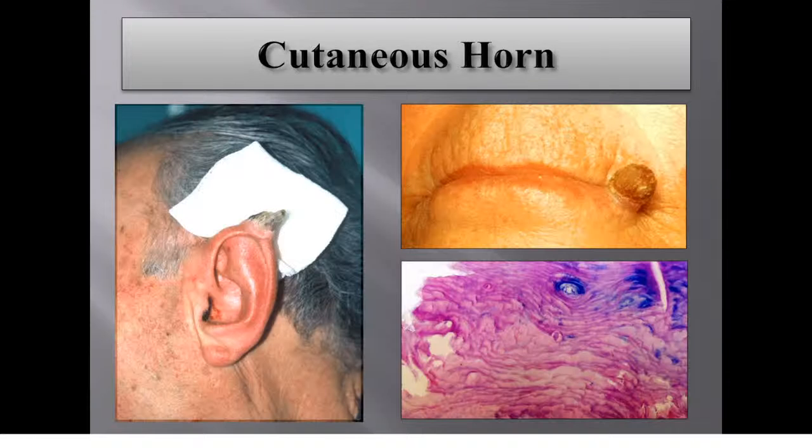Cutaneous horn is a very strange disease. Cutaneous horn is a projecting, conical, dense, keratotic nodule that resembles the horn of an animal. The horn is composed of compacted keratin. A number of skin lesions can be found at the base of this keratin mound.